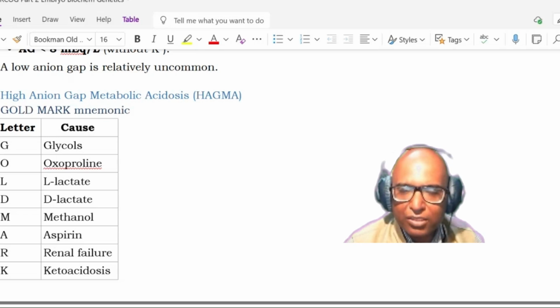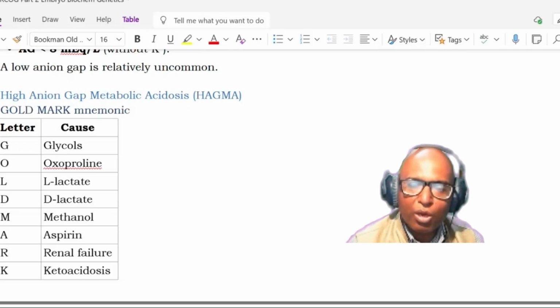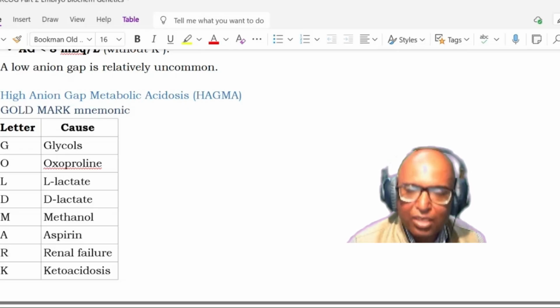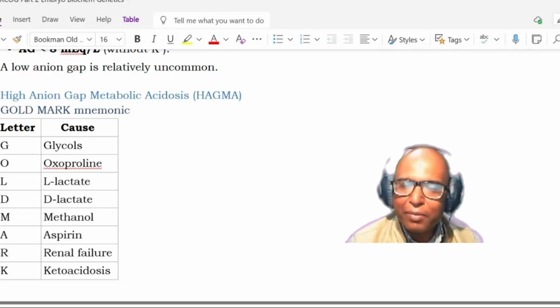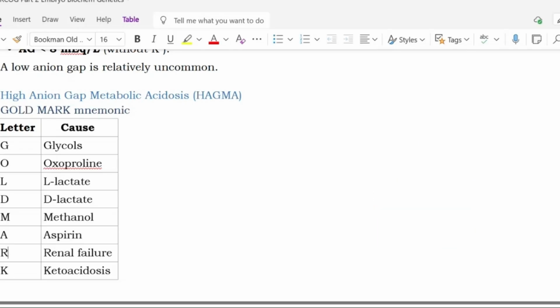Okay, what situation are you dealing with? High anion gap metabolic acidosis or normal anion gap metabolic acidosis? With a high anion gap there will be metabolic acidosis, you will be able to understand. But whether it is a high anion gap, if you are given the values of sodium and potassium, then you need to calculate the anion gap and interpret whether it is a high or low anion gap.